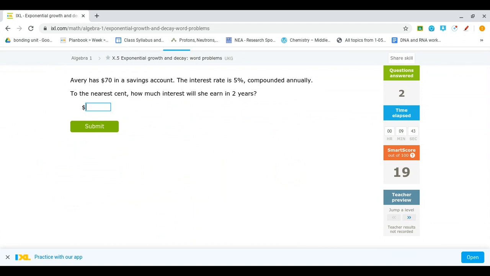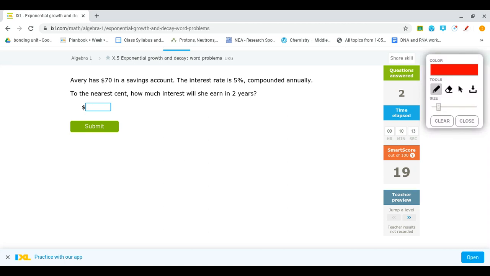Avery has $70 in a savings account. The interest rate is 5% compounded annually. To the nearest cent, how much interest will she earn in 2 years? So if you put money into a bank and you don't touch it, the amount of money will grow over the years. This is an example of exponential growth. So I'm going to use my formula again for exponential growth. Y equals A times 1 plus R raised to the X.